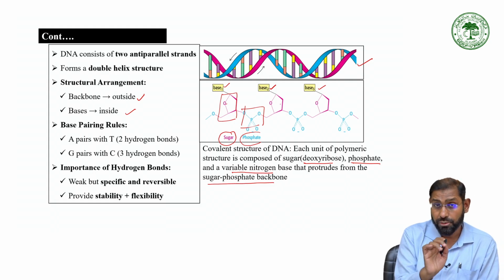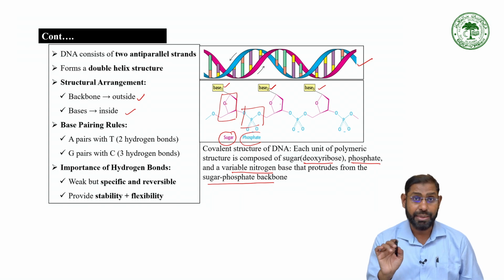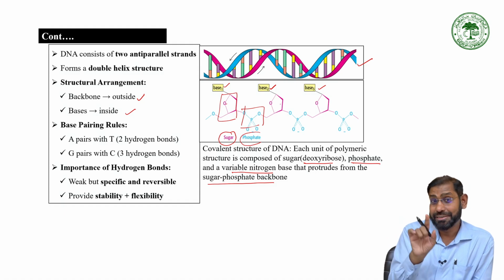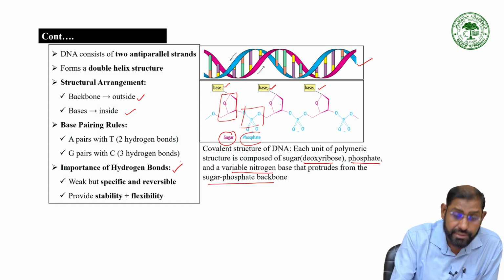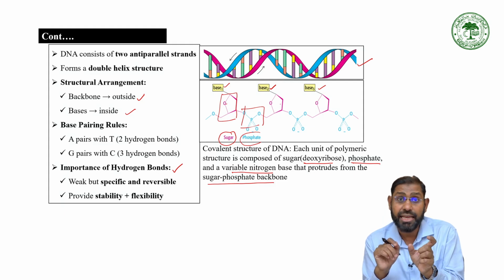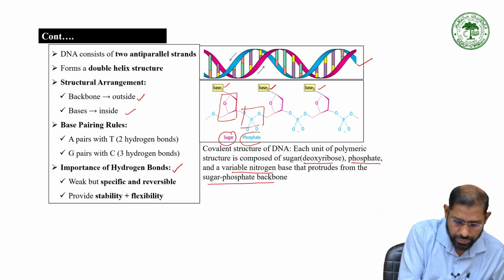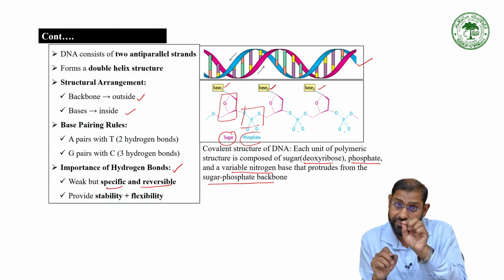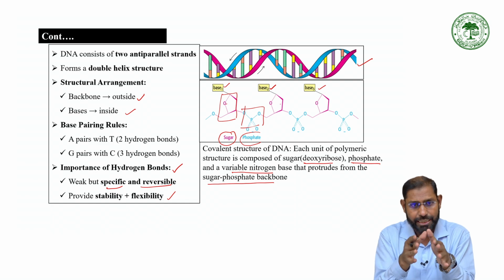Now the base pairing rule, very specific. Adenine is paired with thymine through a double hydrogen bond, and guanine is paired with cytosine through triple hydrogen bonds. Why is the hydrogen bond important here? Because it is weak but specific and reversible. That is very important. It provides stability and flexibility, which DNA needs, both flexibility and stability.